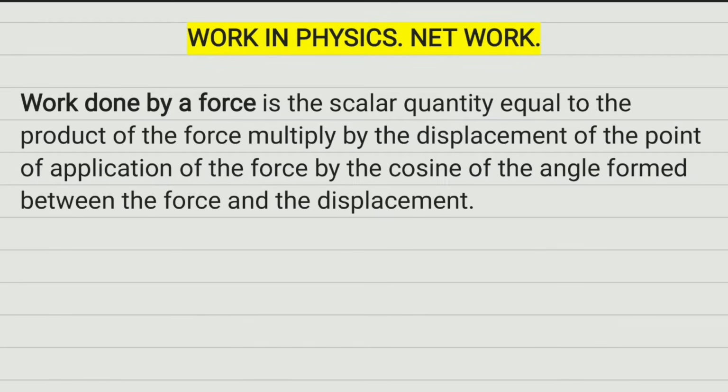Alright, so now the definition of work. In this case you need to know that the symbol for work is going to be W. W is the symbol for work done by a force. In other words, a force is the one that does work. It is a scalar quantity equal to the product of the force multiplied by the displacement of the point of application. So we can say that W, or work, is equal to the product of the force, any force, multiplied by the displacement, the symbol is x, of the point of application of the force, by the cosine of theta.